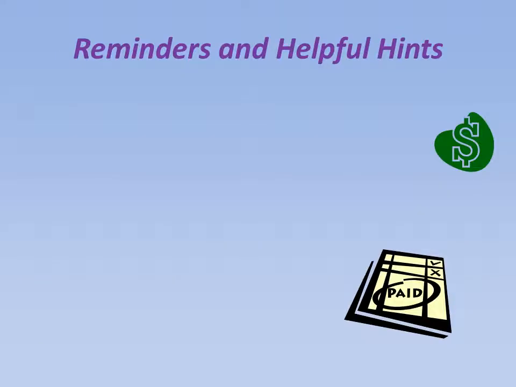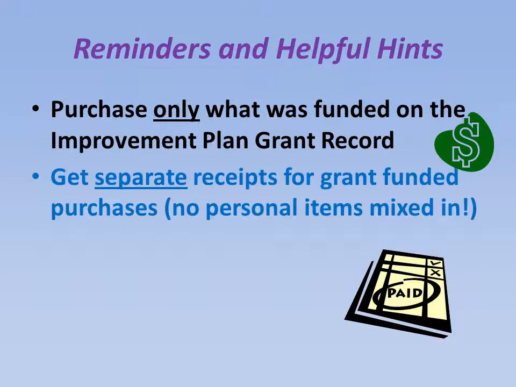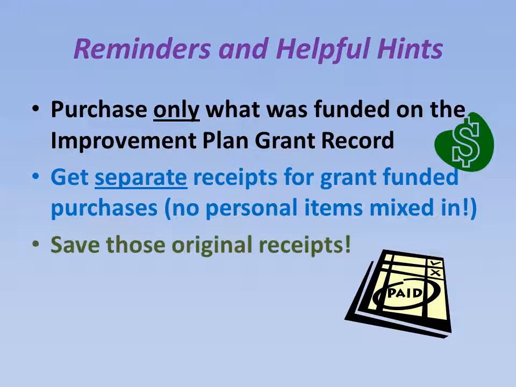So let's go over the steps once again. Here are a few hints and reminders to help the accounting process go smoothly for you. Purchase only what was funded on the Improvement Plan grant record. Get separate receipts for grant-funded purchases. No personal items mixed in. Save those original receipts and number each receipt right away.